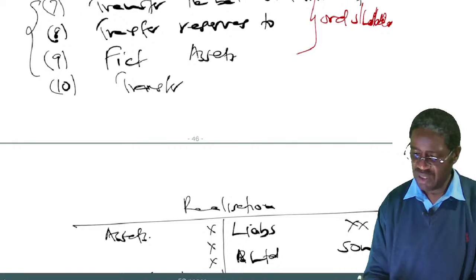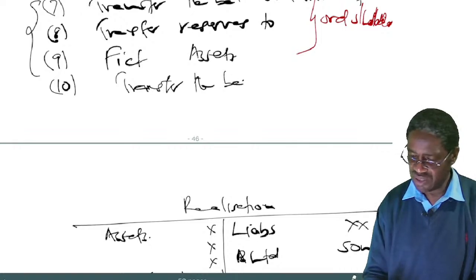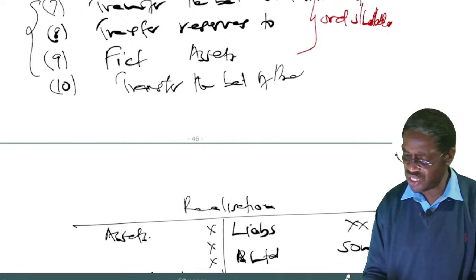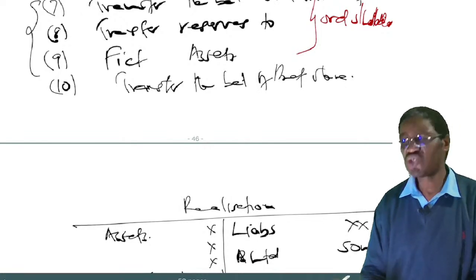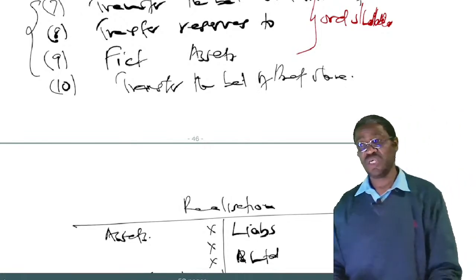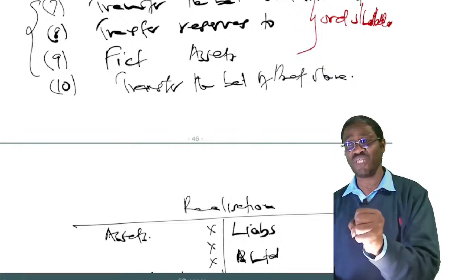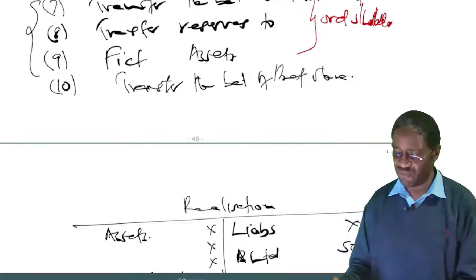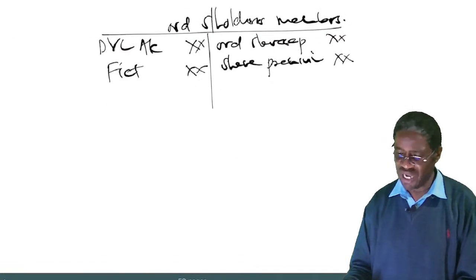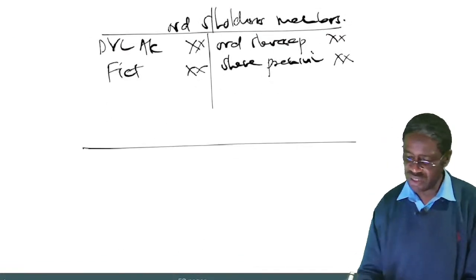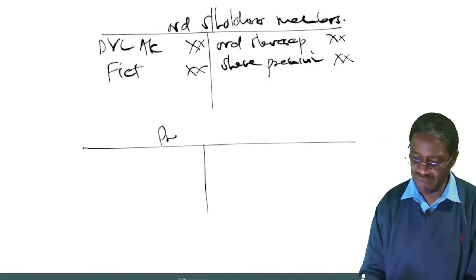Transfer the balance of preference share capital to a liability for them also. The way you created a liability for ordinary, you also create a liability for them. What's the name of that liability? We shall be calling it preference shareholders members.